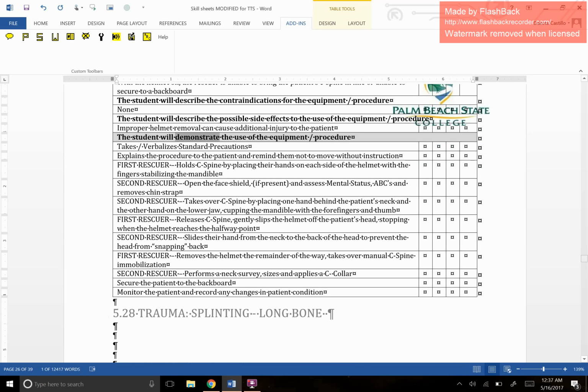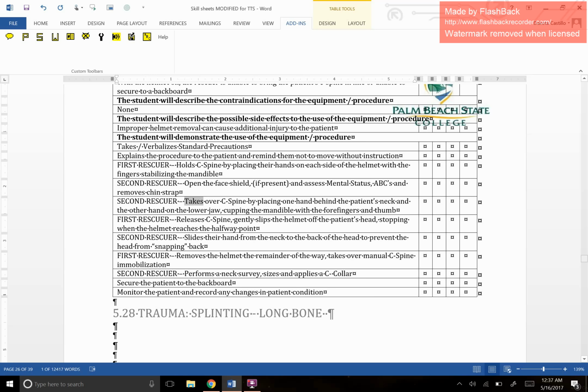The student will demonstrate the use of the equipment/procedure. Takes/verbalizes standard precautions. Explains the procedure to the patient and remind them not to move without instruction. First rescuer holds C-spine by placing their hands on each side of the helmet with the fingers stabilizing the mandible. Second rescuer opens the face shield, if present, and assesses mental status, ABCs, and removes chin strap.